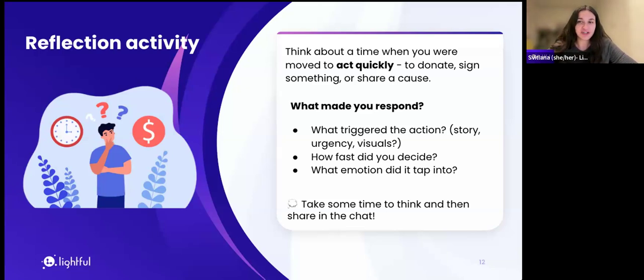So would anyone like to share? Maybe you have any ideas? Has anything come to mind? Any specific campaigns or stories that you saw that moved you and made you take an action? Feel free to unmute yourselves or share in the chat if you like.